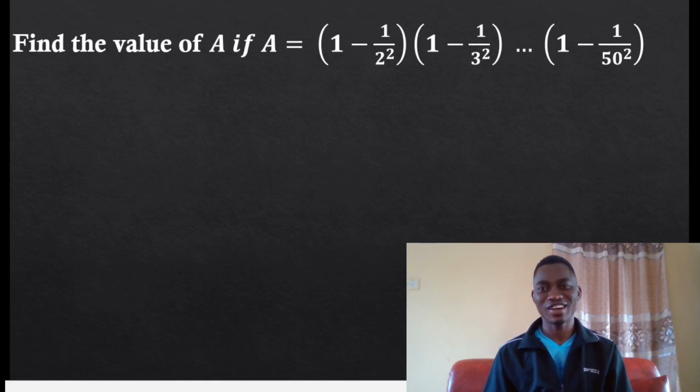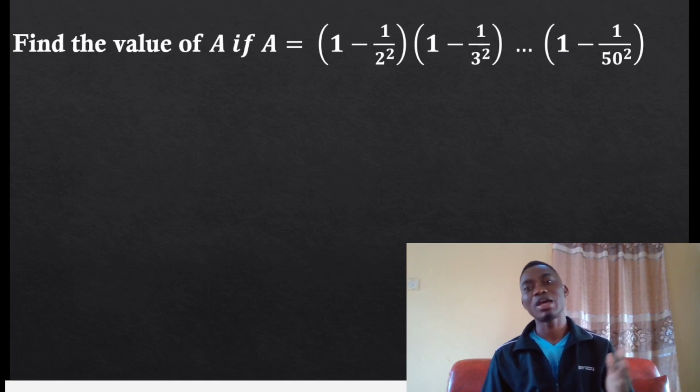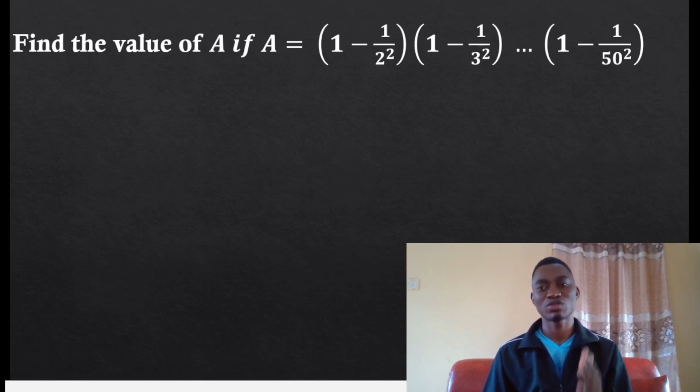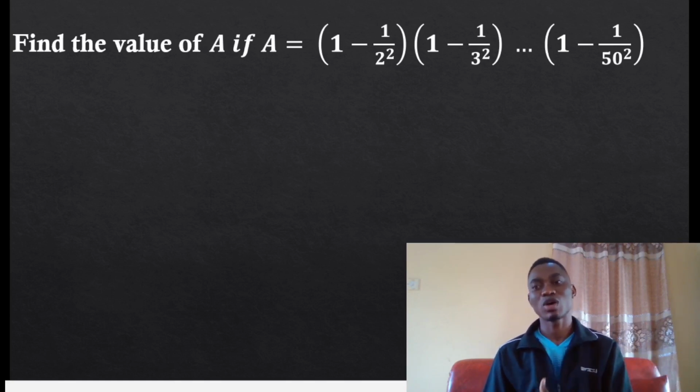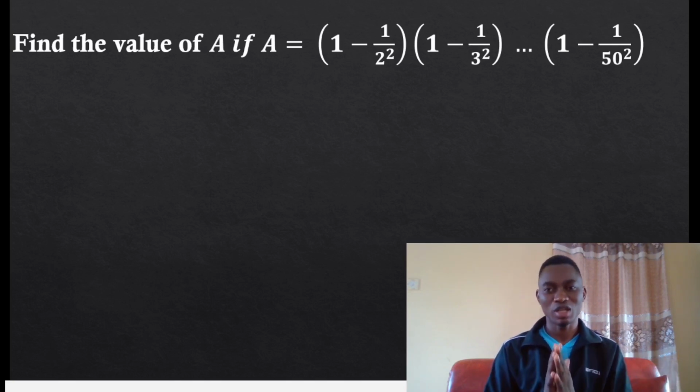It's actually an interesting question. Don't forget that in between 1 minus 1 over 3 squared and 1 minus 1 over 50 squared, there are 1 minus 1 over 4 squared multiplying 1 minus 1 over 5 squared. That continues till 1 minus 1 over 49 squared, which multiplies 1 minus 1 over 50 squared. So it's actually a long multiplication.